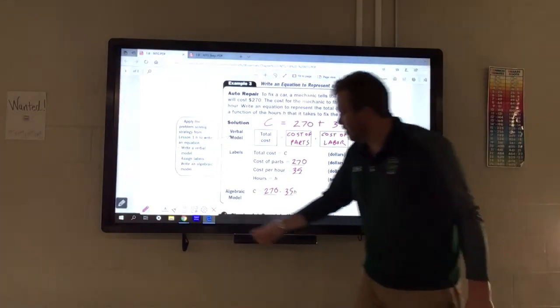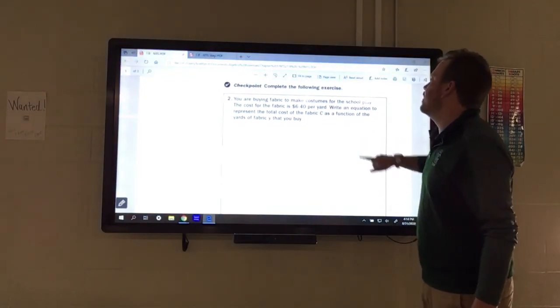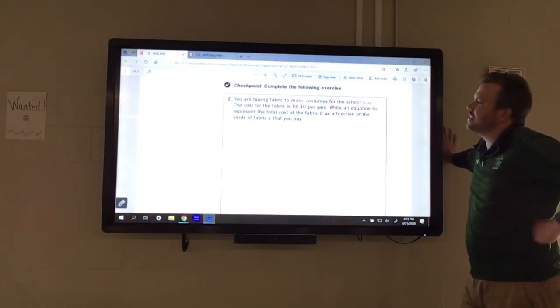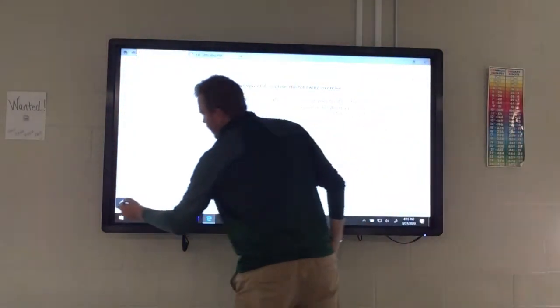One more example. You are buying fabric to make costumes for the school play. The cost of the fabric is $6.40 per yard. Write an equation to represent the total cost of the fabric C as a function of the yards of fabric Y that you buy. Let's use that verbal model again. Let's see if we can use that verbal model.